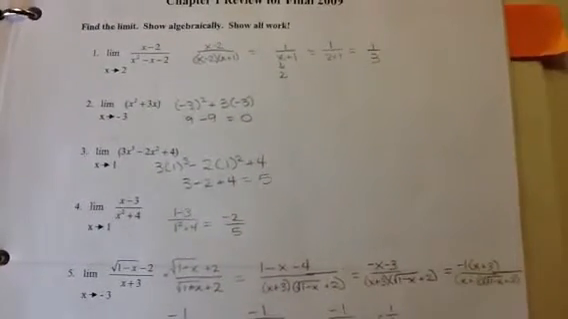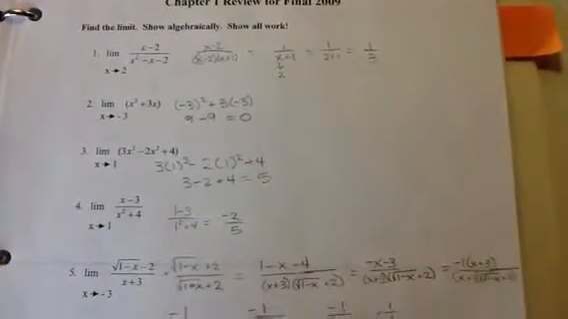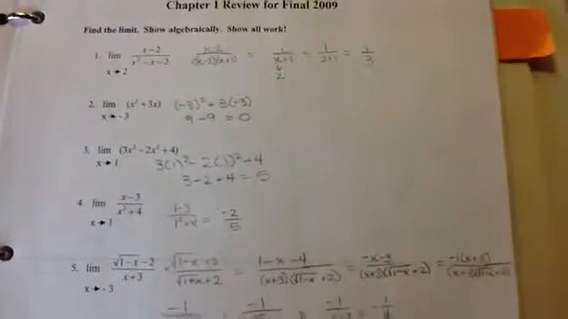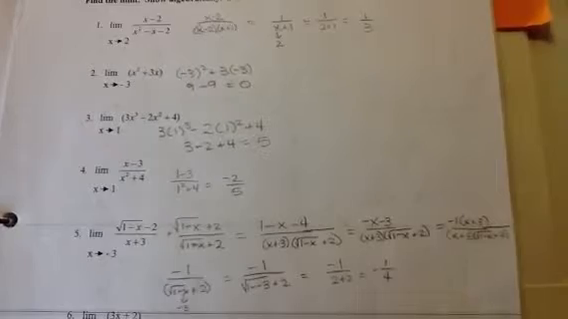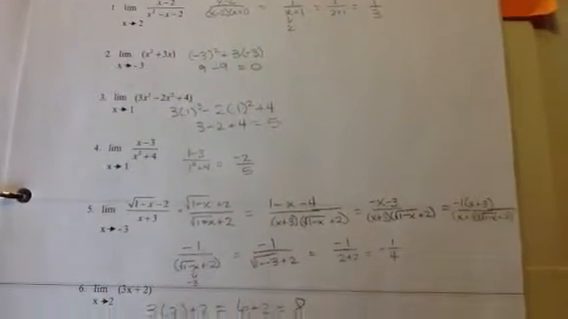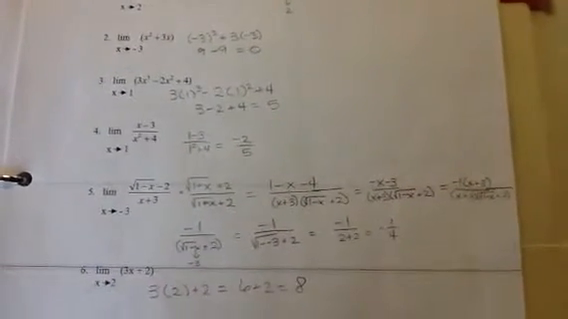For 2, I can immediately plug in negative 3, and I get a limit of 0. Yes, your limit can be 0. Your limit just can't be undefined. For 3, I plug in 1 immediately and I get 5. For 4, I plug in 1 immediately and I get negative 2/5.